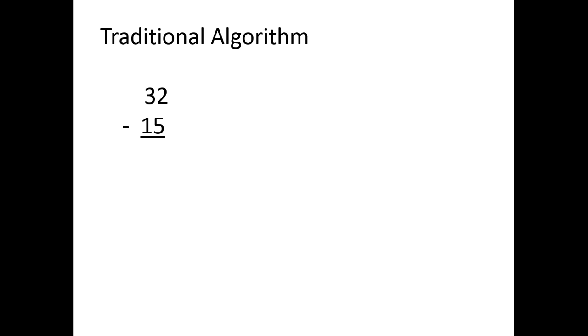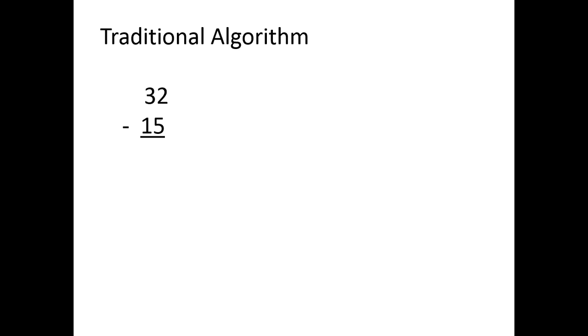Now the traditional algorithm actually does exactly what we just saw. We always start with the ones column, and in this case we would be saying I'm trying to subtract 5 from 2. Now be real careful here. Don't say you can't subtract 5 from 2, because you really can. If you subtract 5 from 2, you get -3. But remember, we're dealing with whole numbers here, so we are not looking at the world of negative numbers at this point. So saying you can't subtract 5 from 2 is mathematically incorrect.